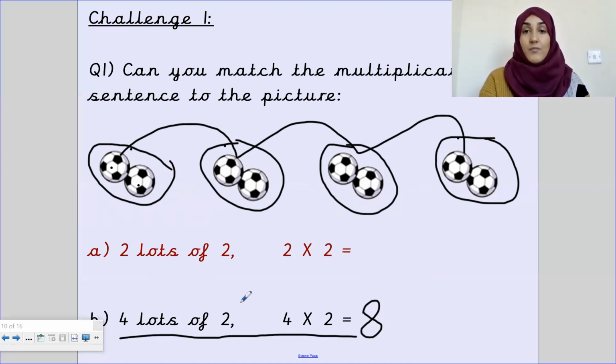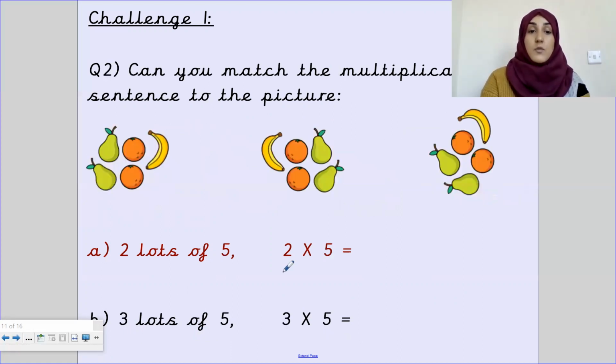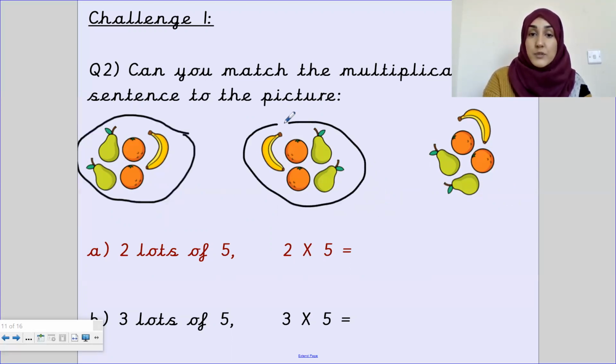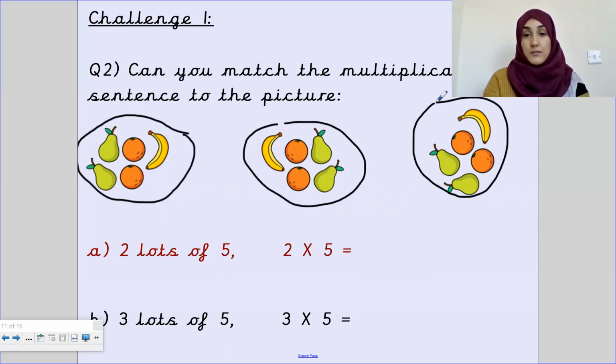Okay? Fantastic. Now, can you have a go at the next one by yourself? So remember, you're counting the lots first, and then you need to count how many objects are in each lot. So have a go at that one by yourself. Pause the video here while we move on to challenge 2.